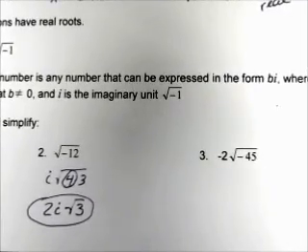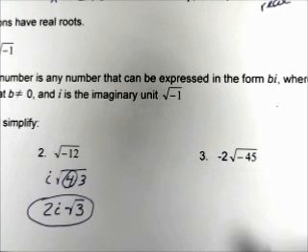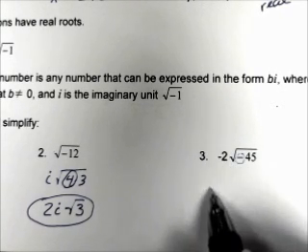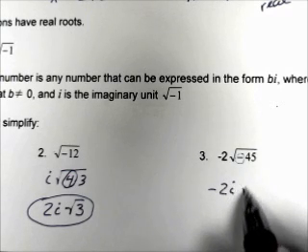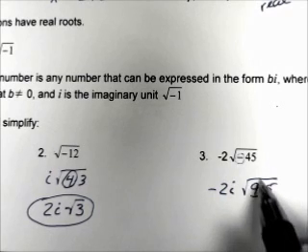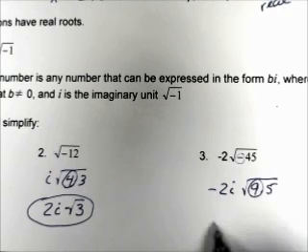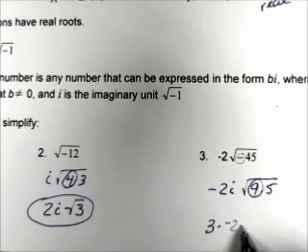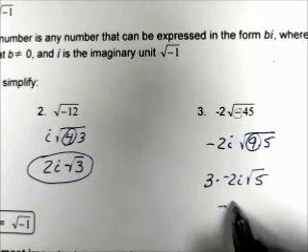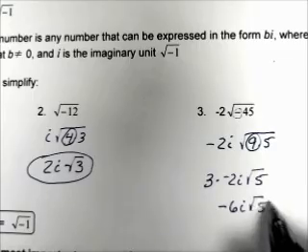Number 3. Negative 2 times the square root of negative 45. The negative underneath the square root comes out as i, so negative 2i. Square root of 45 we'll express as 9 times 5, and the square root of 9 is 3. So it's 3 times negative 2i square root of 5, or simply negative 6i square root of 5.